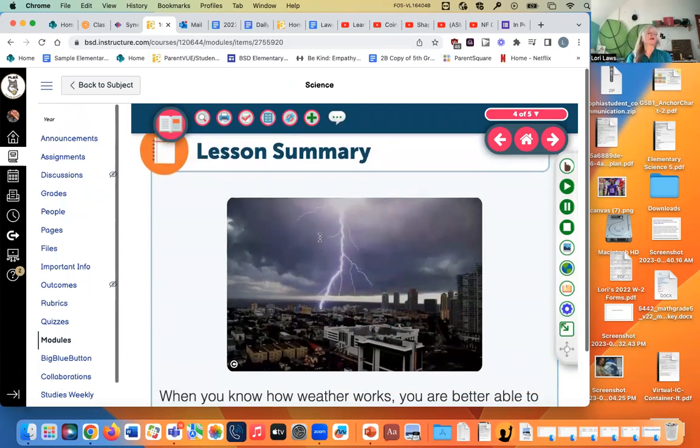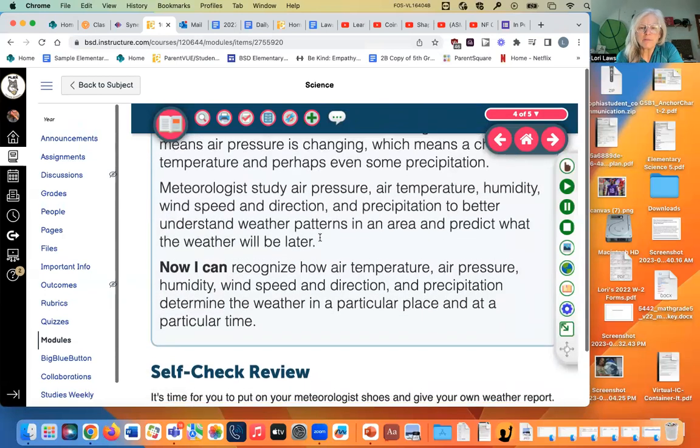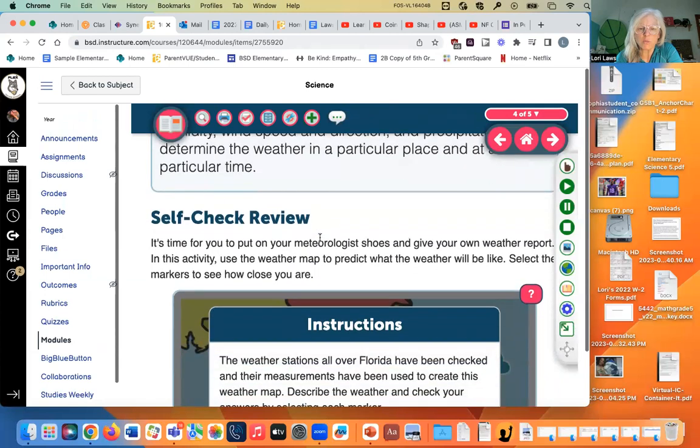If you've ever gone up in an airplane, one really interesting thing you'll notice is the clouds are almost flat on the top. And that's because of air pressure. The air pressure flattens the top of the clouds out. It's pretty interesting. Now I can recognize how air temperature, air pressure, humidity, and wind speed affect weather.